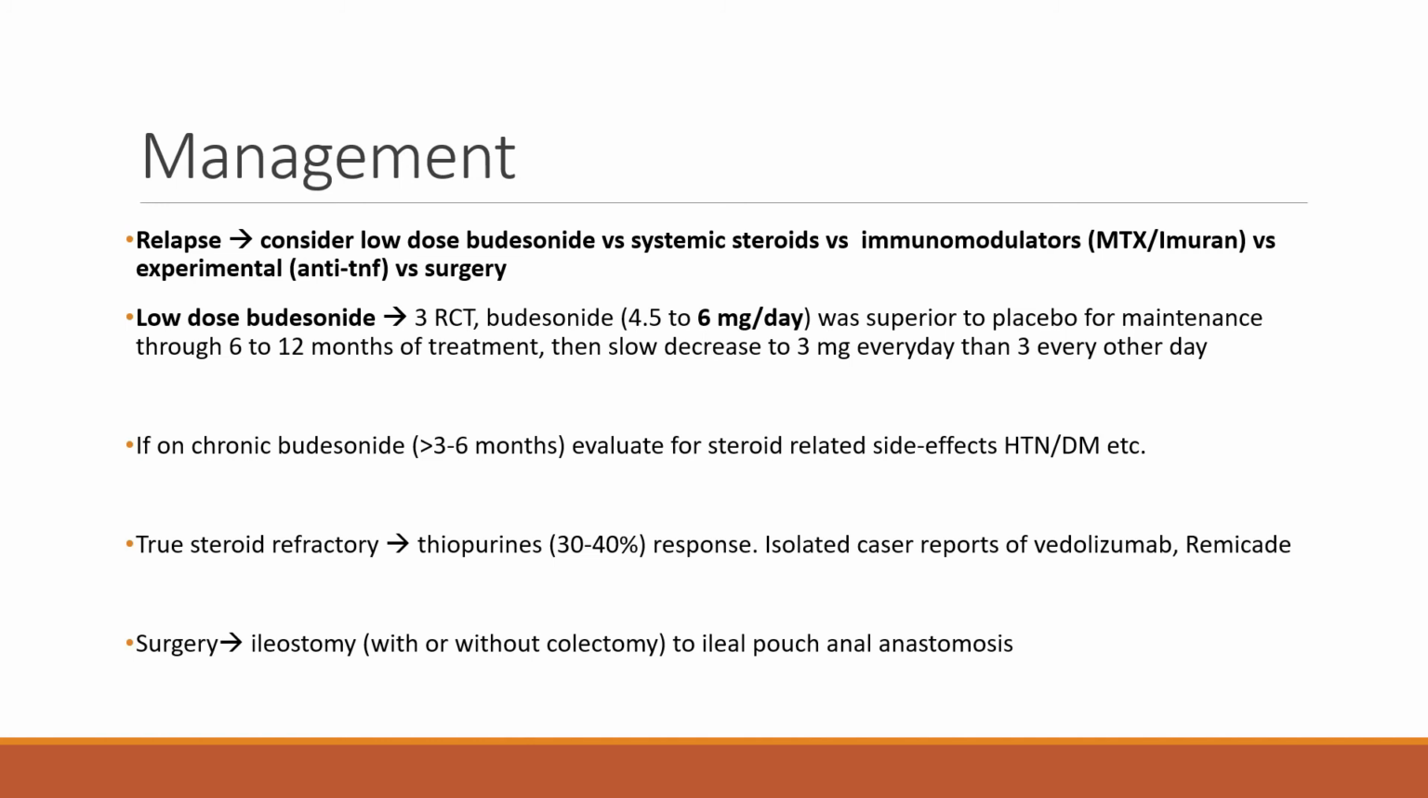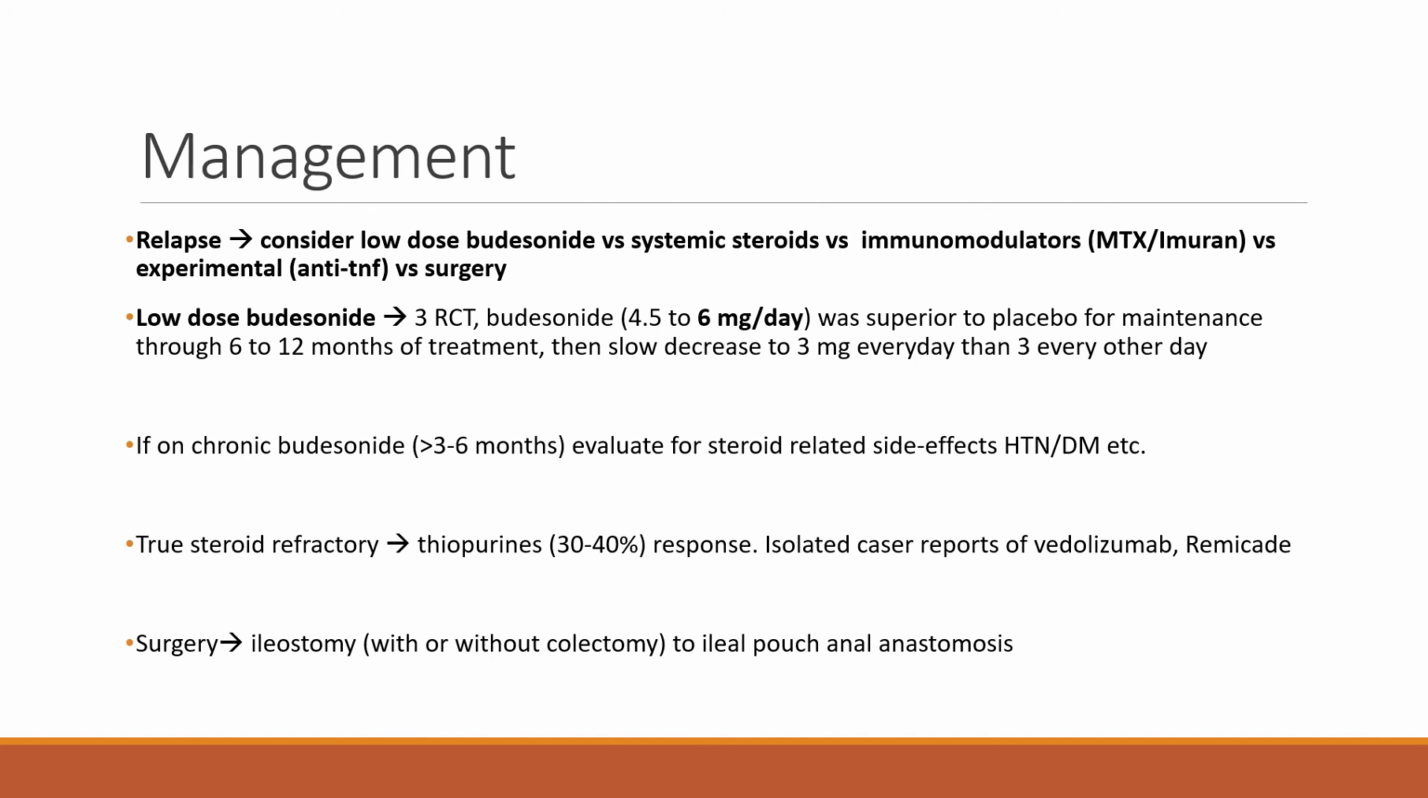There are some limited studies about immunomodulators and some experimental anti-TNF therapy versus surgery. So the thing to keep in mind is that if you're giving them budesonide, even though it has high first pass metabolism, if you give it for 3 to 6 months, it can cause systemic toxicity. You have to monitor for diabetes, Cushingoid features, and all that steroid-related side effects. If patients are truly steroid refractory, which the definitions vary between European and American guidelines, some define it as non-responsive to budesonide for 3 to 6 months, then you can consider thiopurines, with a 30 to 40% response rate in those patients who have actually failed budesonide.